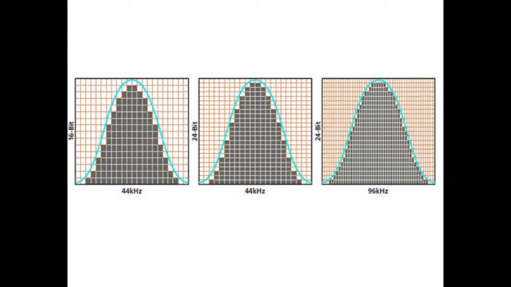A file that has 44,000 samples, 24 bits, well, each of the 44,000 samples has 24 bits of information that can be stored within. And the 96 kilohertz file will have more than double the amount of samples. However, each sample will still only be able to hold 24 bits of information.